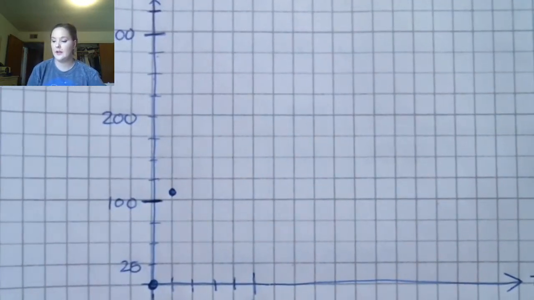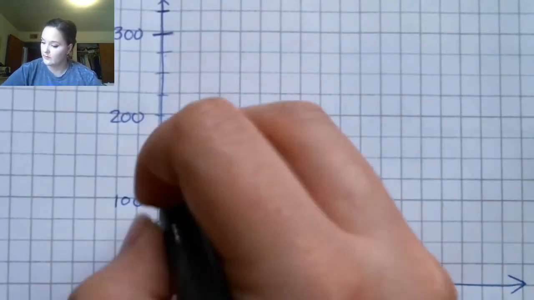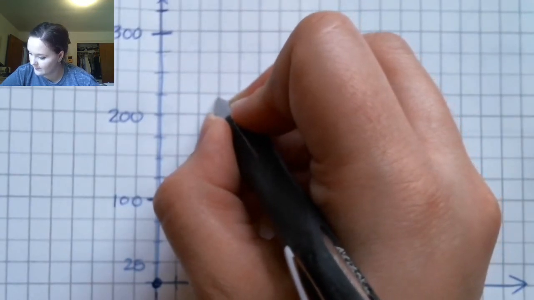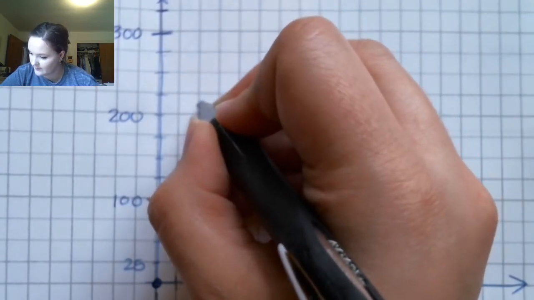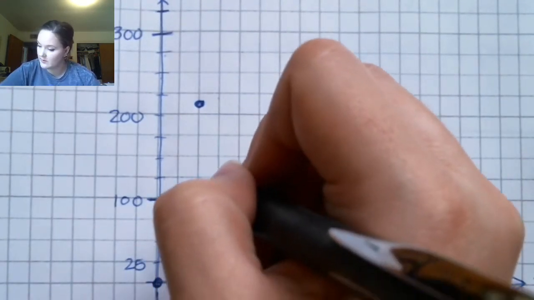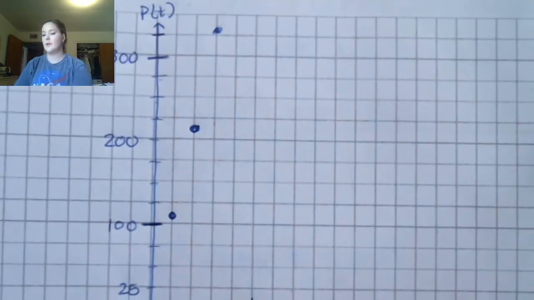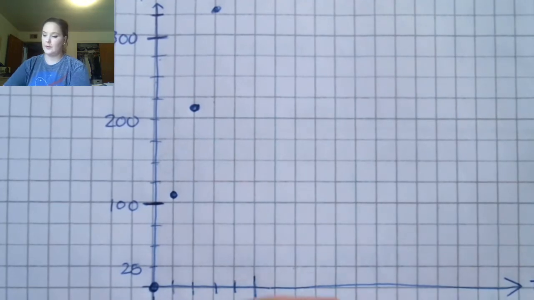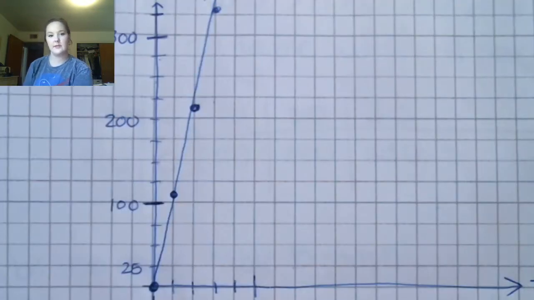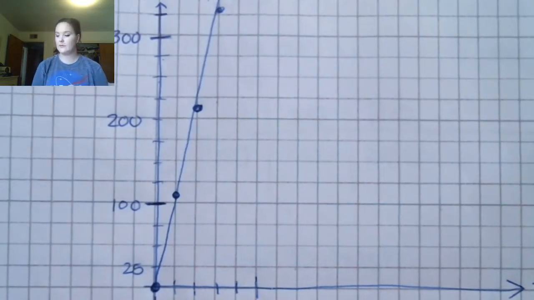Okay, I had 20, 220. So 20, 220. Oops, that should be here. And then I had 30, 330. Now you can see these are all lined up in a line, so I'm going to connect them with a line like this.